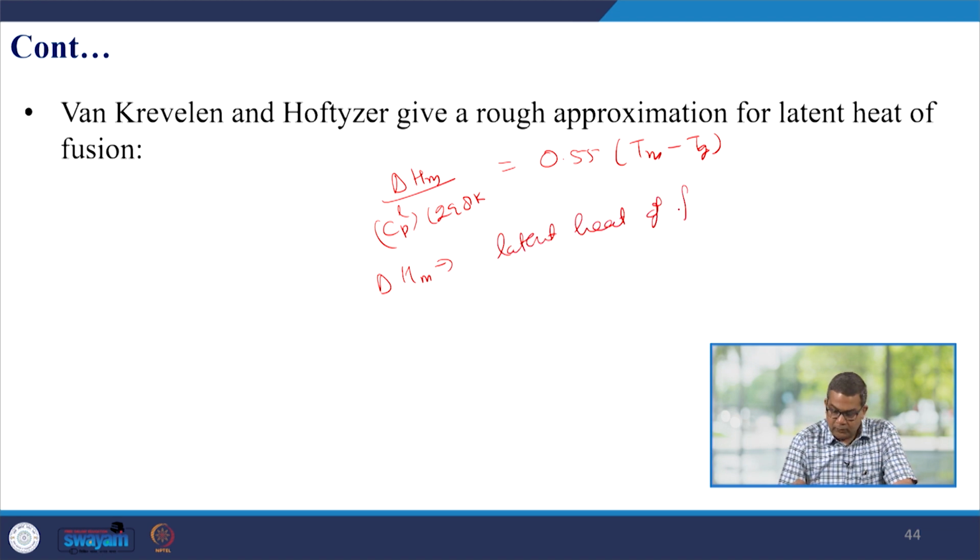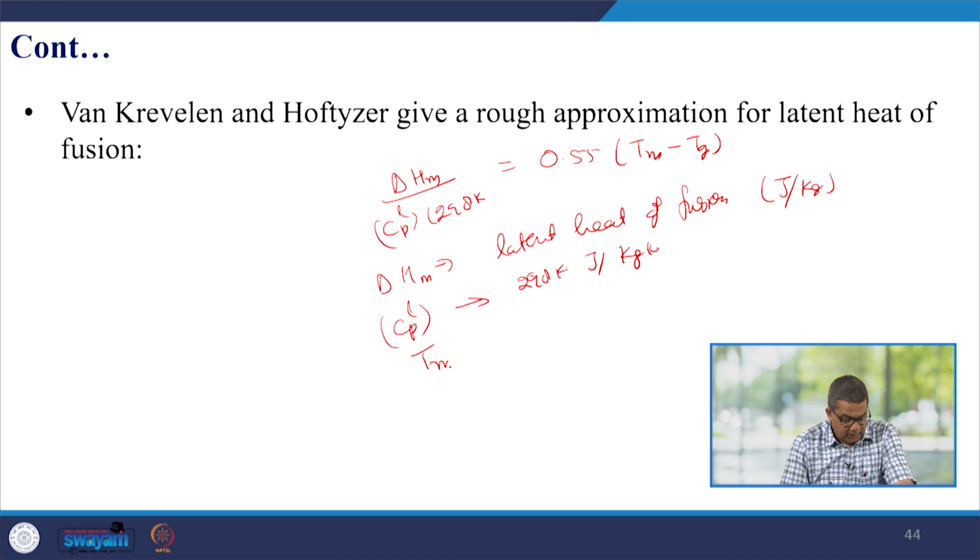heat of fusion in joule per kilogram, Cp liquid at 298 Kelvin is in joule per kilogram Kelvin, Tm is the melting temperature in Kelvin, and Tg is the glass transition temperature in Kelvin.